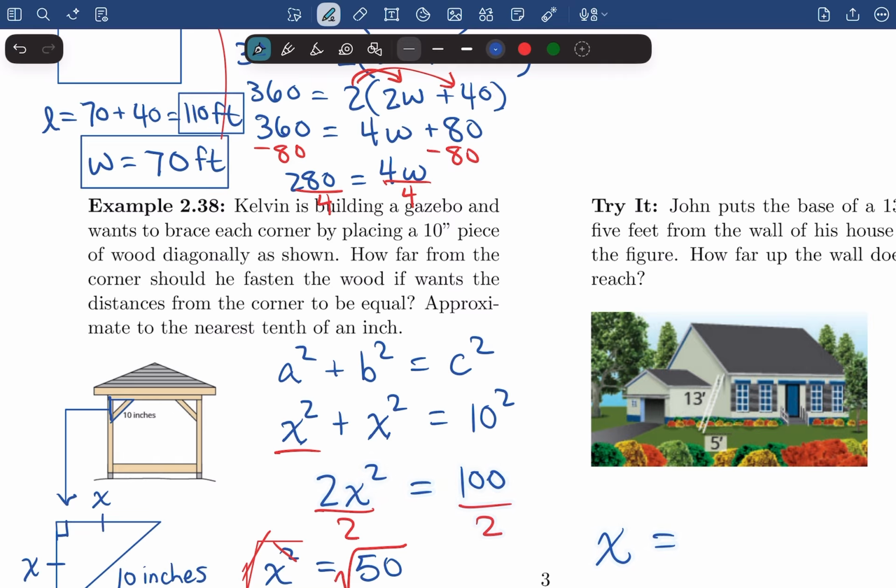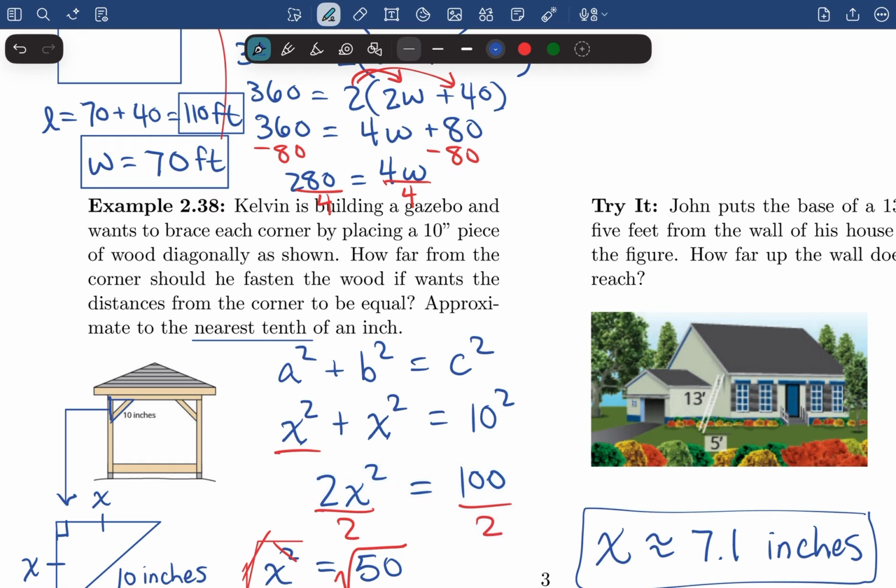Now, the square root of 50 is a number that goes on forever, and it's approximately 7.1 inches. So go ahead and practice square rooting 50 in your calculator and finding the decimal approximation. They wanted me to round to the nearest tenth of an inch. Okay, that's one decimal place, and we have our answer.